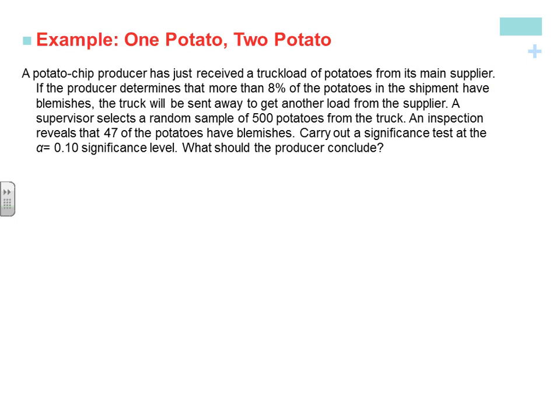Okay, so let's get to our example. 1 potato, 2 potato, 3 potato, 4. A potato chip producer has just received a truckload of potatoes from its main supplier. If the producer determines that more than 8% of the potatoes in the shipment have blemishes, the truck will be sent away to get another load from the supplier. A supervisor selects a random sample of 500 potatoes from the truck, and an inspector reveals that 47 have blemishes.